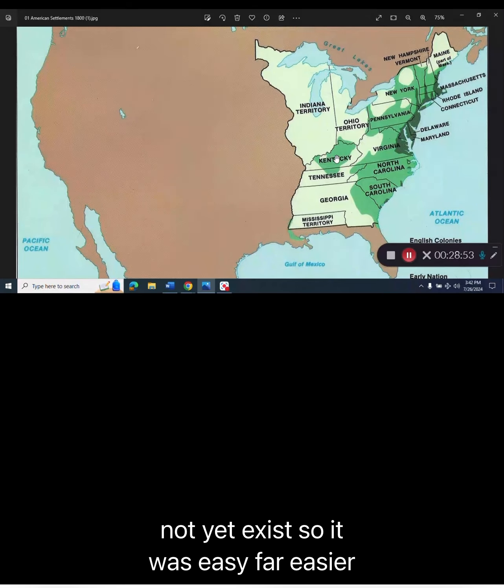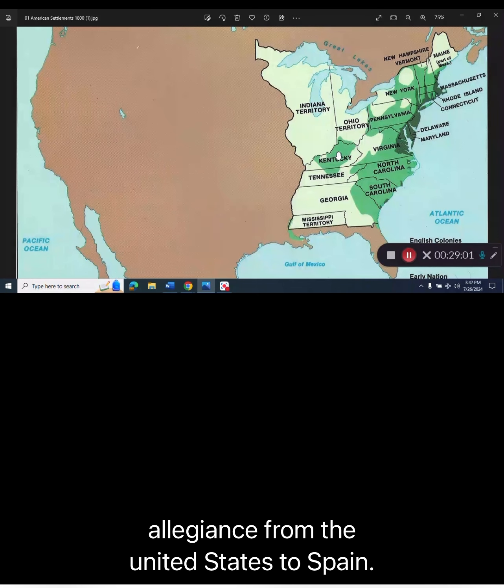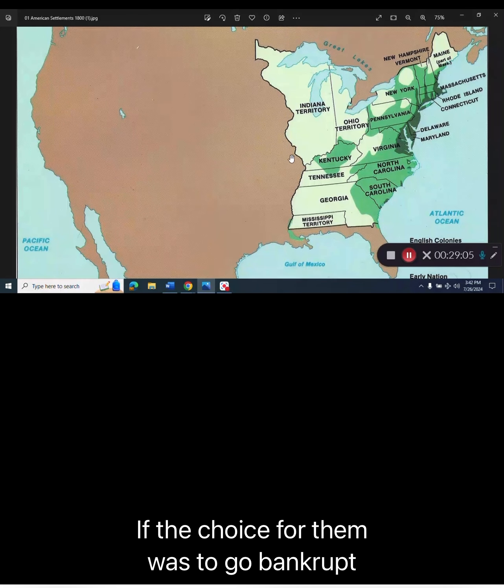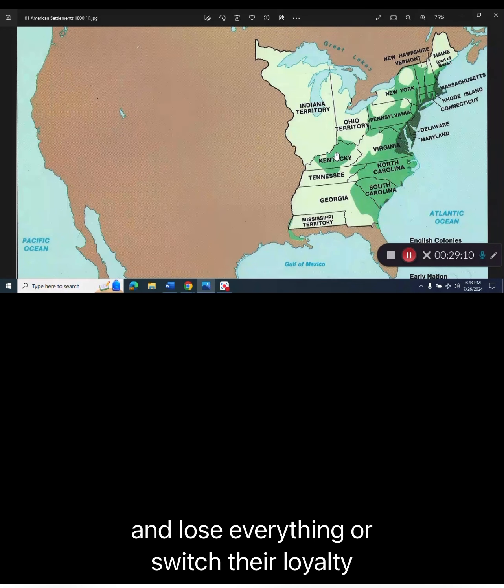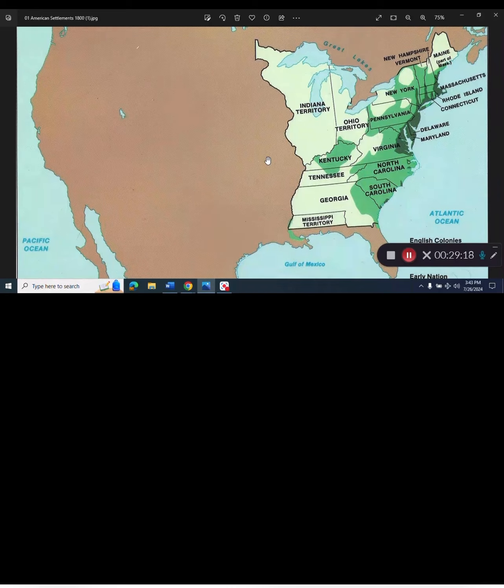So it was far easier than it would be today for people like those farmers in Kentucky to switch their allegiance from the United States to Spain. If the choice for them was to go bankrupt and lose everything, or switch their loyalty to the Spanish Empire, that's a no-brainer. Switch.